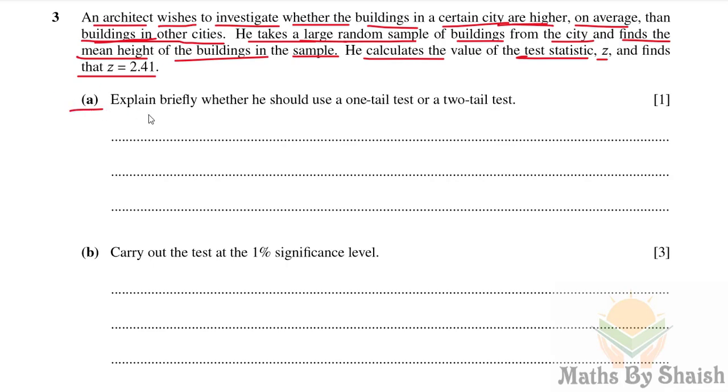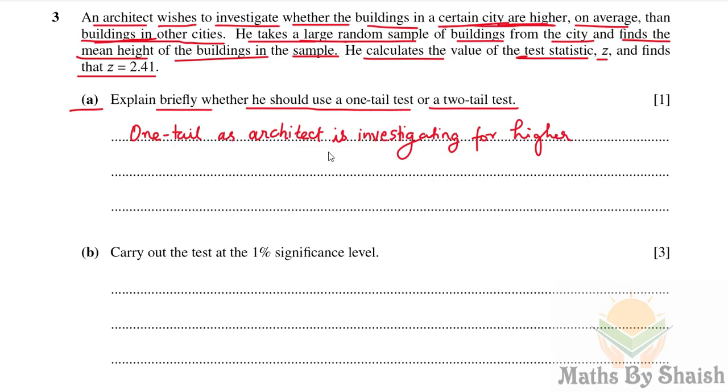Part A: explain briefly whether he should use a one-tail test or a two-tail test. We can see from here that he is going to investigate whether the buildings are higher on average. So it is of course going to be one tail, as the architect is investigating for higher or an increase. So that's the explanation.